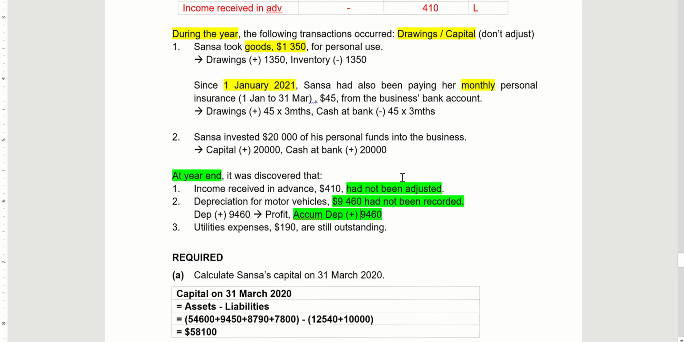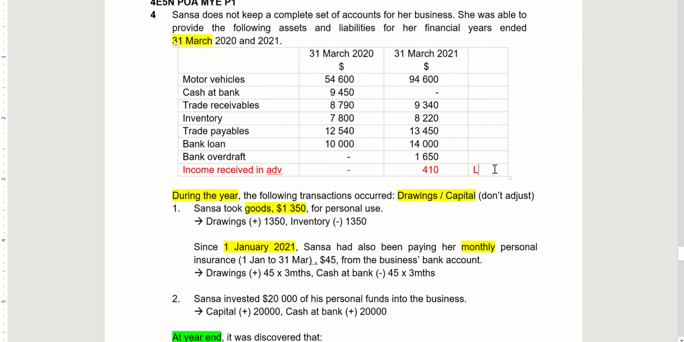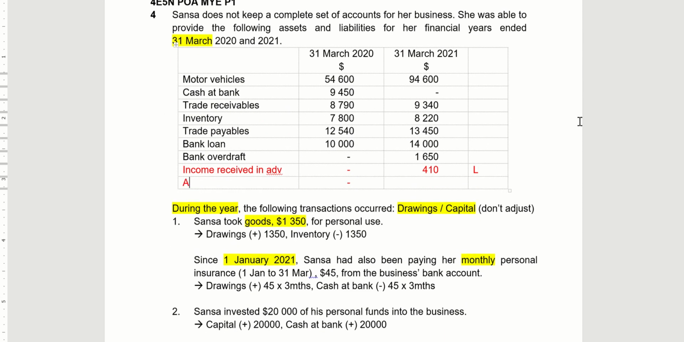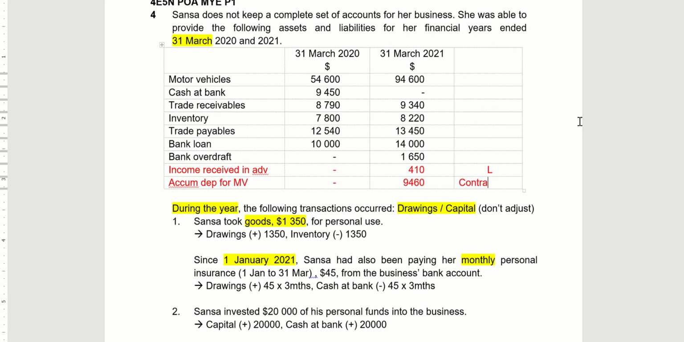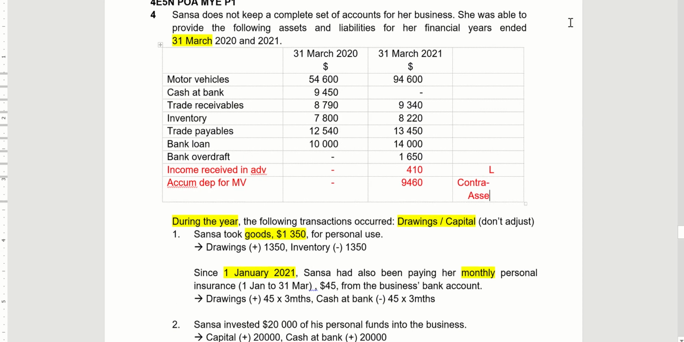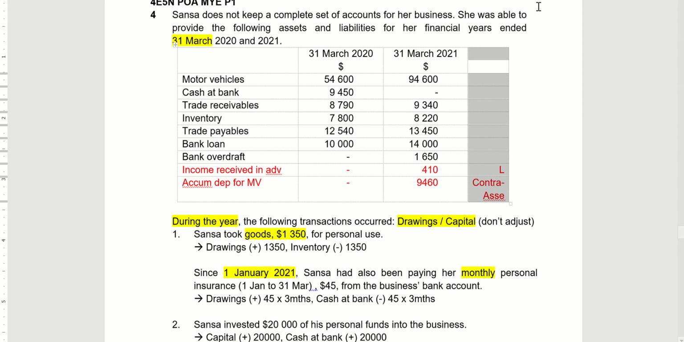So let's go and record the accumulated depreciation now. There's no accumulated depreciation account, so you will have to create a new account, accumulated depreciation for motor vehicles, and this is 9460. Accumulated depreciation is a contra asset. It's a contra asset.